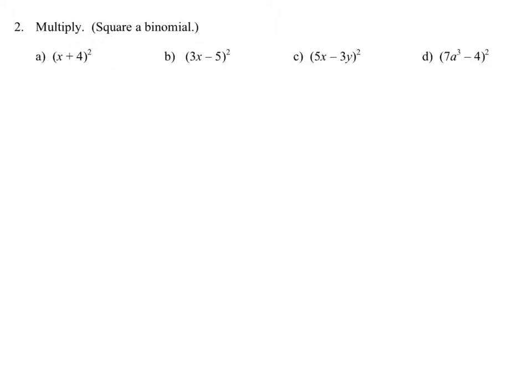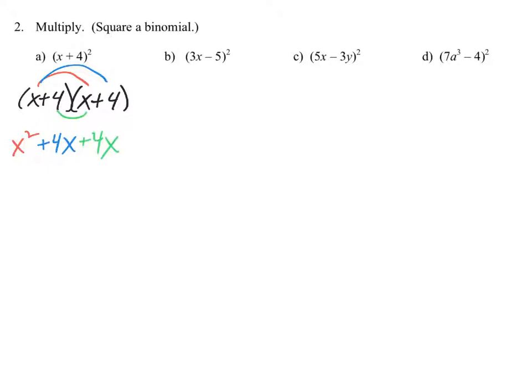For these examples, we want to multiply. In each of these cases, we are squaring a binomial. In A, we have the quantity x plus 4 squared. We could write that as x plus 4 times x plus 4, and then use the FOIL process like we did before, where the first, x times x, is x squared. The outer, x times plus 4, is plus 4x. The inner is plus 4 times x, or plus 4x. And the last is plus 4 times plus 4, or plus 16. The middle terms are like terms, so we can combine those to get x squared plus 8x plus 16.